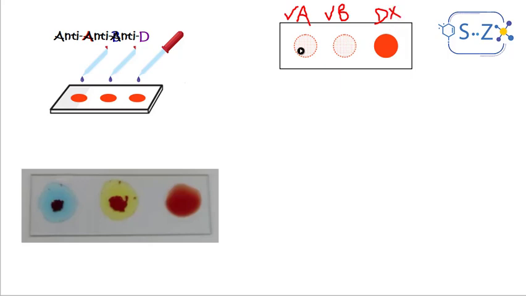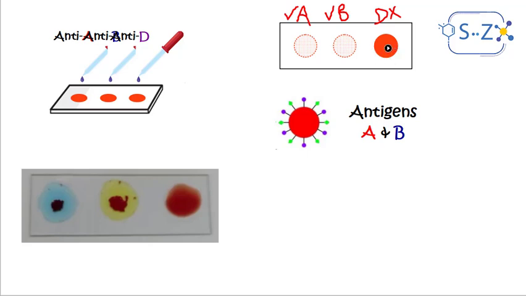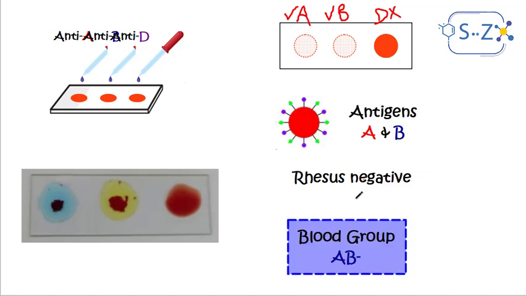In this case, look here, we have both A and B antigens on the red blood cells. And is he rhesus positive or negative? Of course, he is rhesus negative. There is no antigen D. In this case, the blood group will be AB negative.